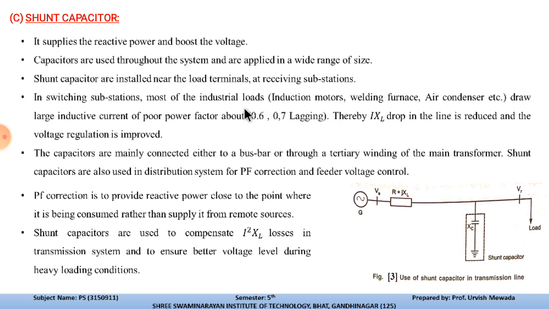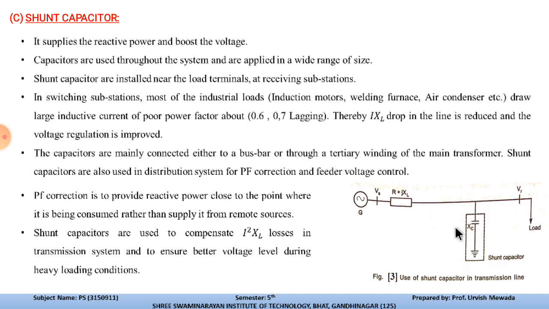So if we need to improve the power factor of these devices, say from 0.6 or 0.7 lagging, thereby the IXL drop in the line is reduced, and the voltage regulation is improved. By using such devices, the power factor of this line will reduce, and we need to compensate that power. So we use the shunt capacitor, and we can inject the reactive power to compensate the effect of the power factor of the transmission line.